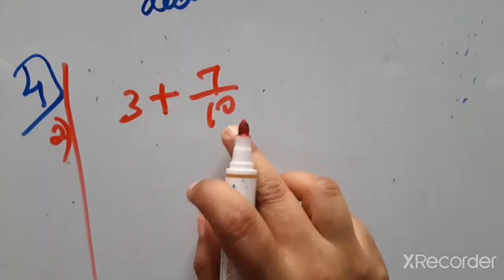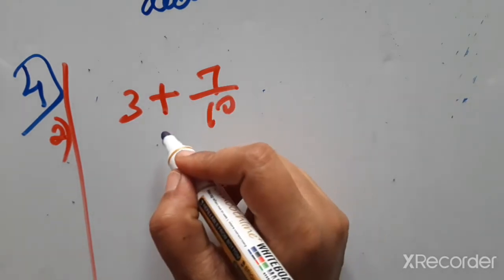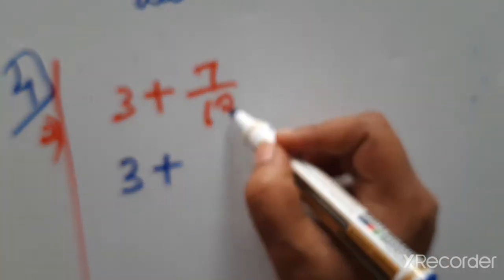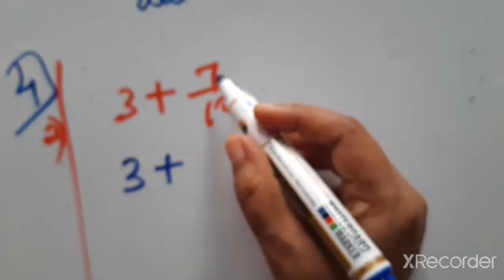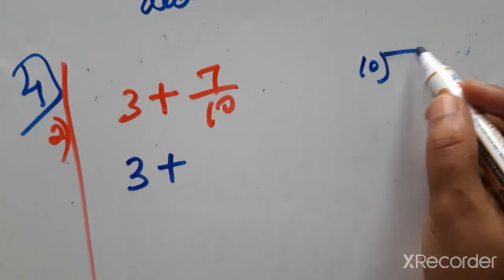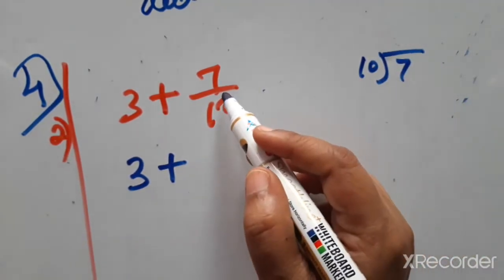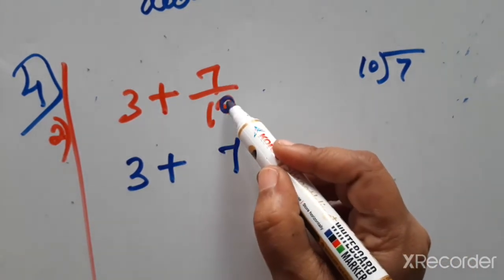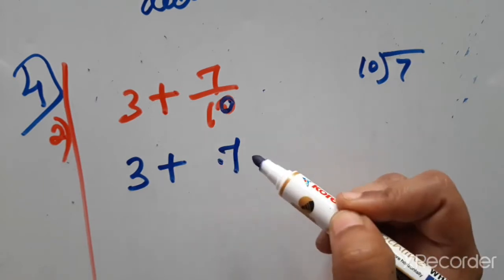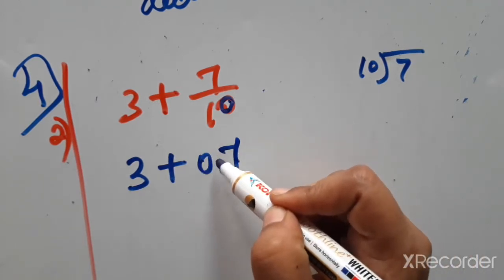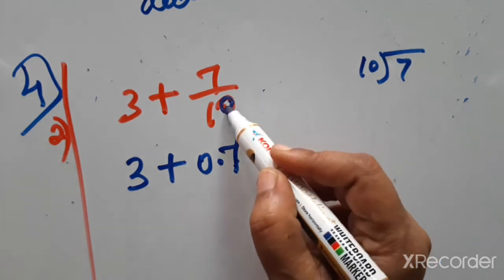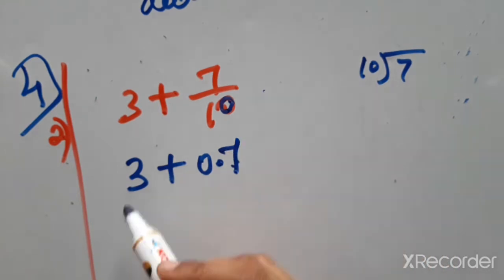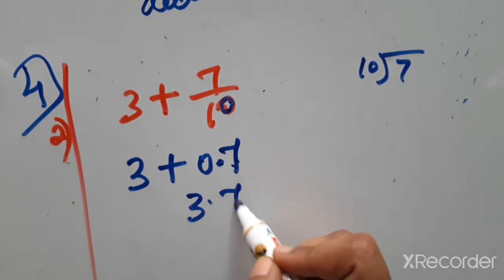Next, 3 plus 7 by 2. This one we have to simply convert into a decimal number. 3 write as it is. Now divide 7 by 2. Because it is in tens form, we can directly divide it. Write the numerator as it is, and 10 means after one number, point. After the decimal point there should be only one number. So numerator first, then decimal point. So 3 plus 0.7 means 3.7.